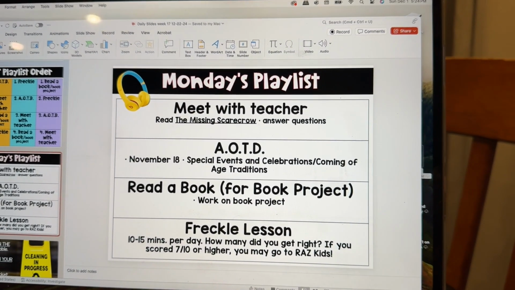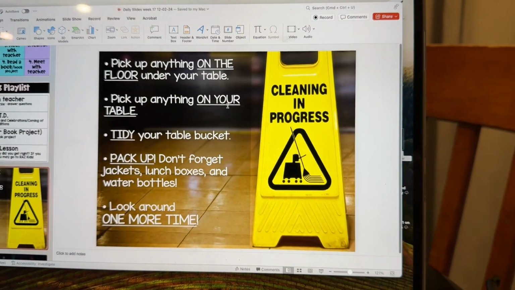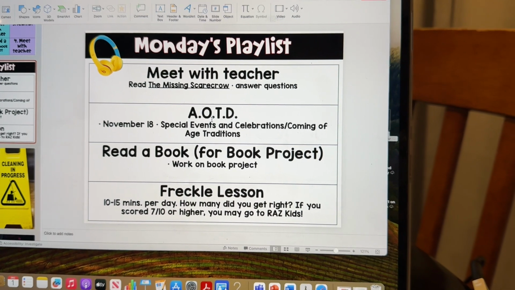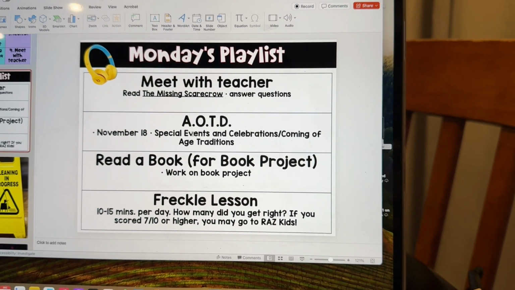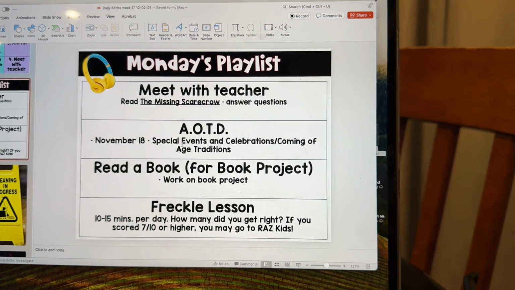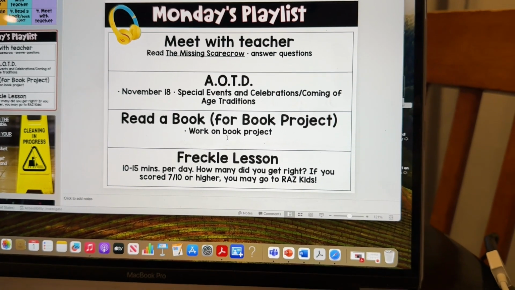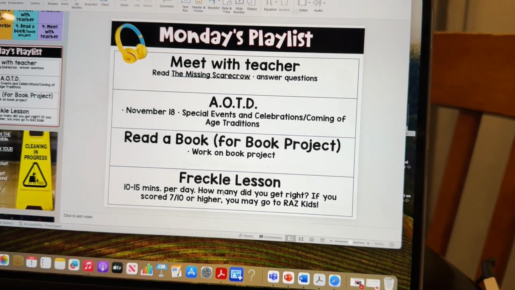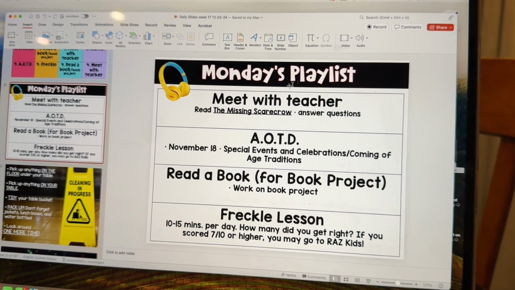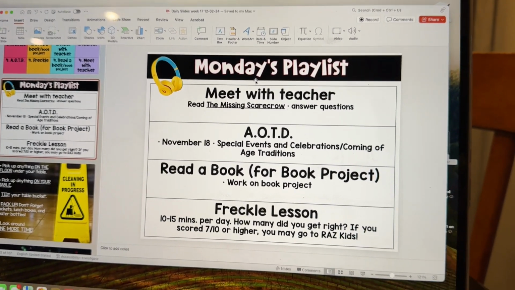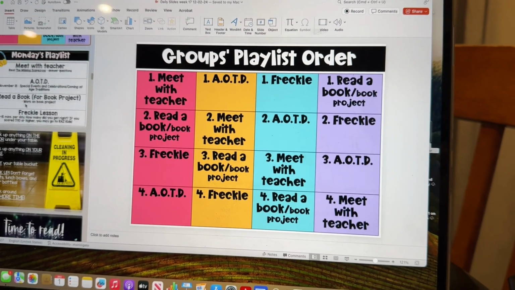This is what we'll be doing in the Meet with Teacher group. This is the article of the day, and the date, like I said, I haven't gotten this far yet. This was from the week before we left. This is what the read a book people will be doing, and then our Freckle lesson. So for each day of the week, I have a playlist, and that tells them more specifically what is going on here. So we go over that.